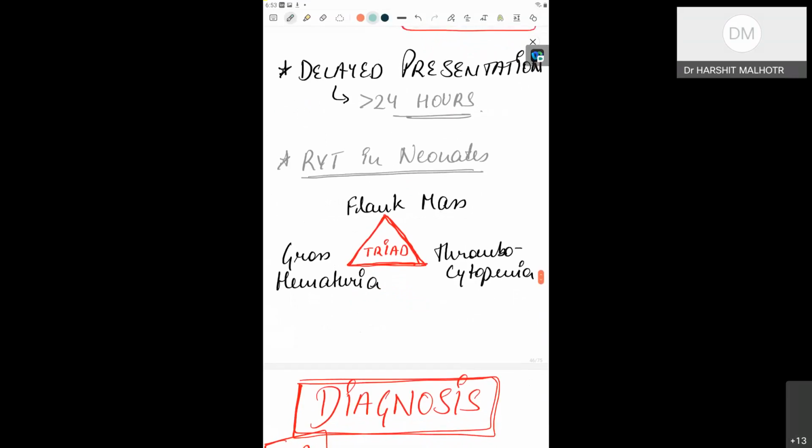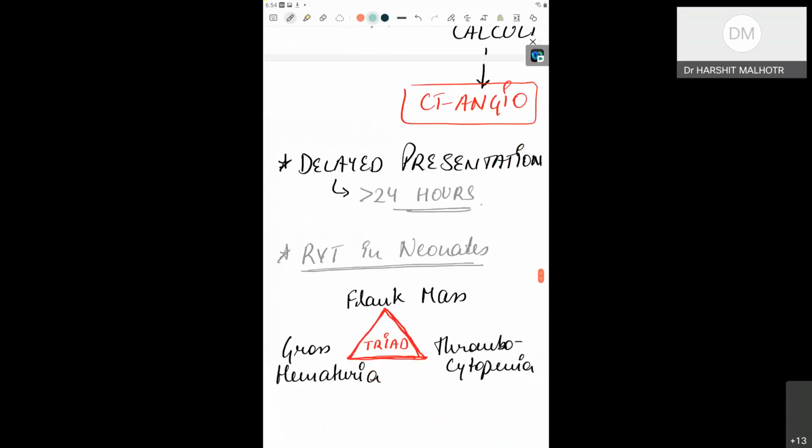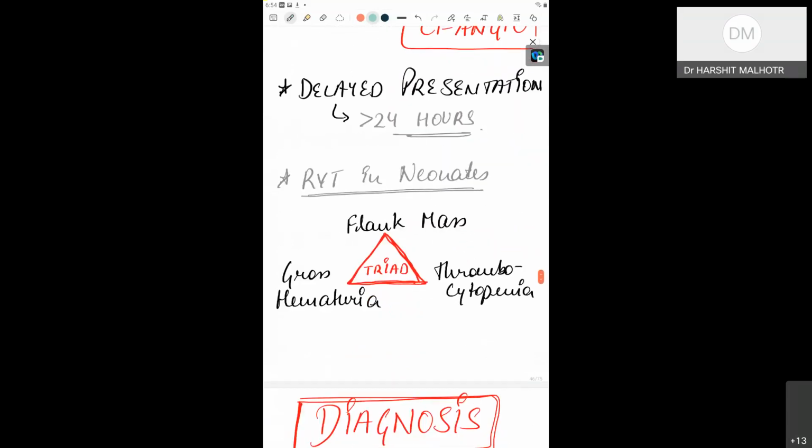RVT, when it occurs in neonates, has a typical triad. There's a flank mass, basically because of the edema and congestion. Gross hematuria because of the bleeding, because there's a hemorrhagic infarction which takes place. And because of the thrombosis per se, there is thrombocytopenia.